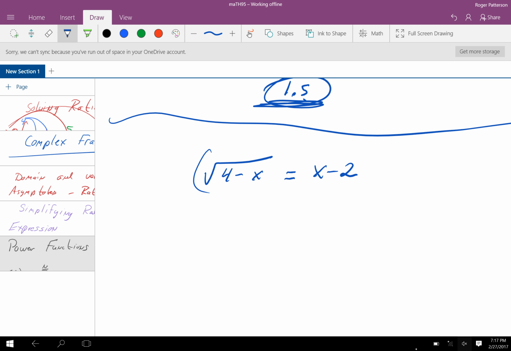Gotta square it. Okay, so right away when I do this, I got an x there. I see I'm probably gonna have to check this, make sure it works out. So I'm squaring. What am I getting then if I square this stuff? 4 minus x equals x minus 2 squared. Alright? So be careful. Make sure that you write it twice and FOIL it.